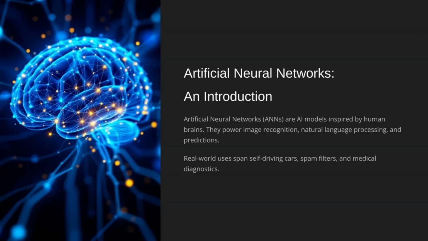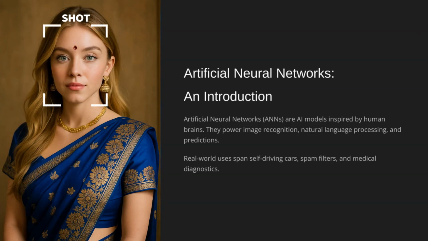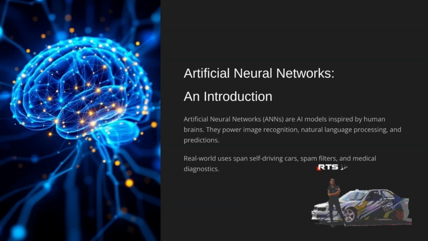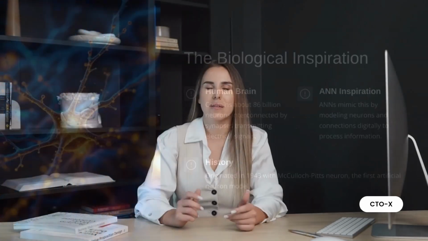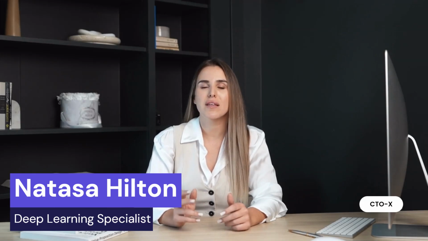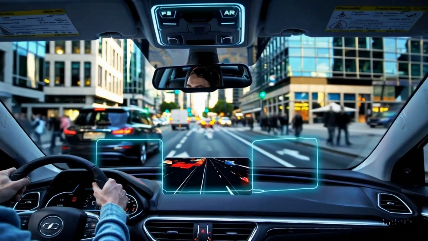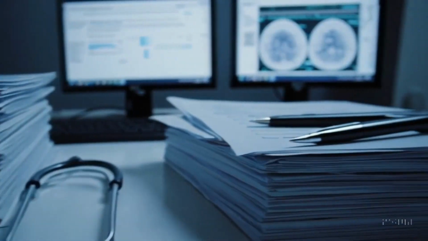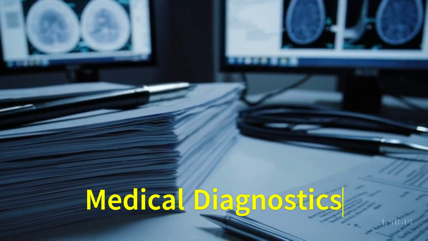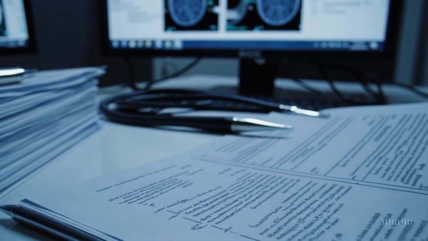Have you ever wondered how computers recognize faces, translate languages, or drive cars? The secret lies in something called artificial neural networks, or ANNs, inspired by the neurons in our brain. Welcome to this introduction to artificial neural networks. From powering self-driving cars to filtering spam emails and even supporting medical diagnostics, ANNs are shaping the world around us. Let's take a closer look at how they work and why they matter.